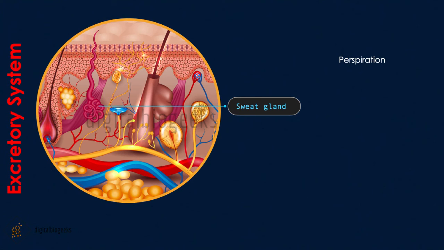There are two types of sweat glands: eccrine sweat glands and apocrine sweat glands. Eccrine sweat glands are present on the skin surface. Urea is excreted through eccrine glands. Apocrine glands are associated with hair follicles.